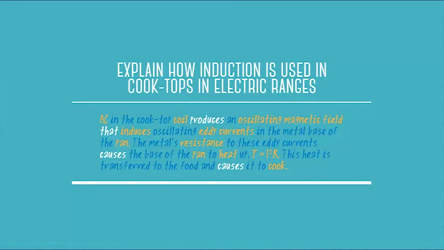So in this case, I'm going to read this one out to you. It says, AC in the cooktop coil produces an oscillating magnetic field. So you see the word produces as a cause and effect word, all right? That induces oscillating eddy currents in the metal base of the pan. So once again, we've got this does this, so it's a cause and effect. The metal's resistance to these eddy currents causes the base of the pan to heat up.